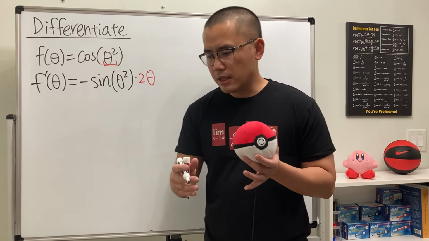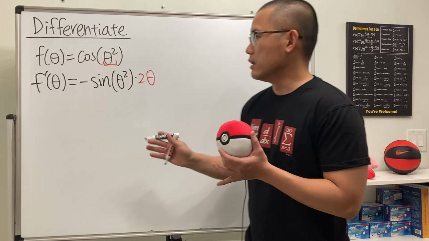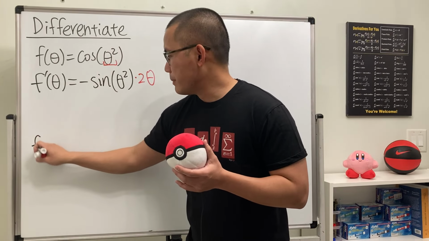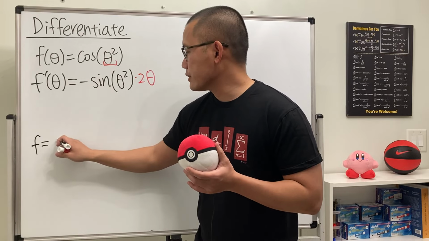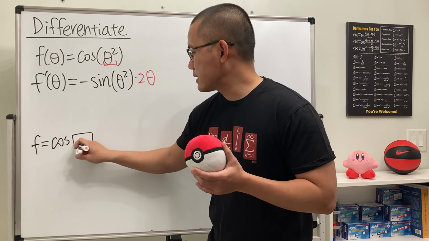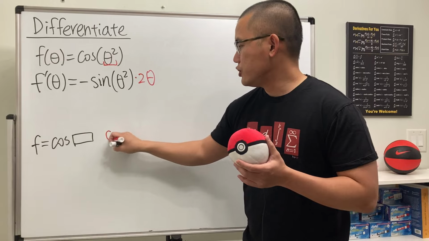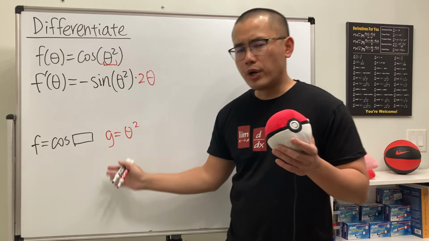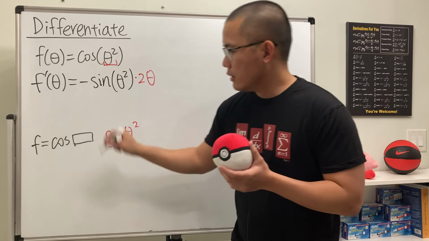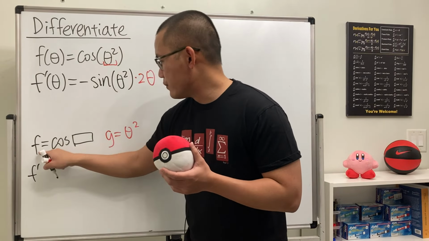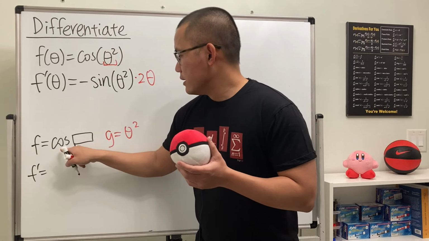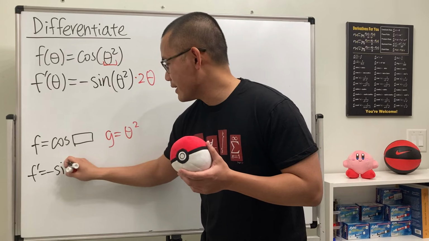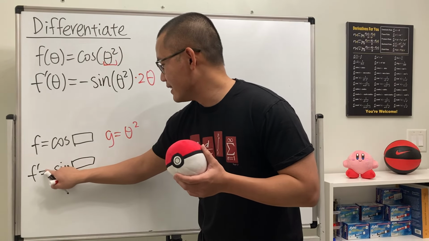If you want to use the box, just to guide us along the way, this is how it will look. The outer function is denoted by little f, and we will just have cosine of a box. Then the inner function is g, which is theta squared. Once you break them apart, it's much easier to handle. When we differentiate this f, the derivative of cosine of a box is negative sine of the box. All right?